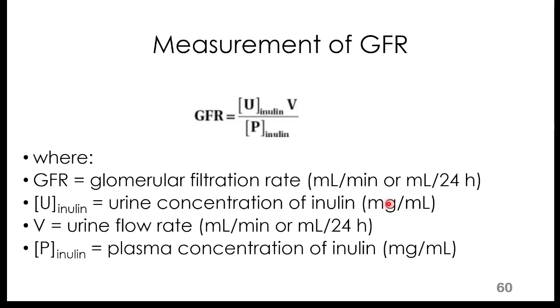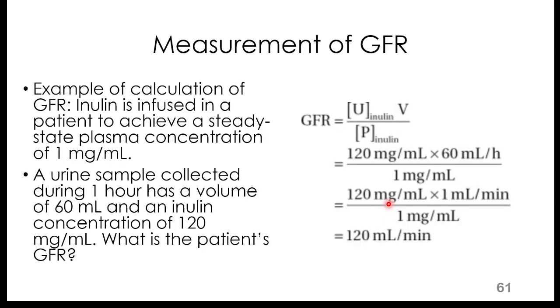All right, so this is the equation again. GFR equals UV over P, where U is the urine concentration of inulin, that's U inulin, times V, which is the urine flow rate, over the plasma concentration of inulin. So an example: a patient is infused with inulin until a steady state plasma concentration of 1 milligram per ml is achieved.